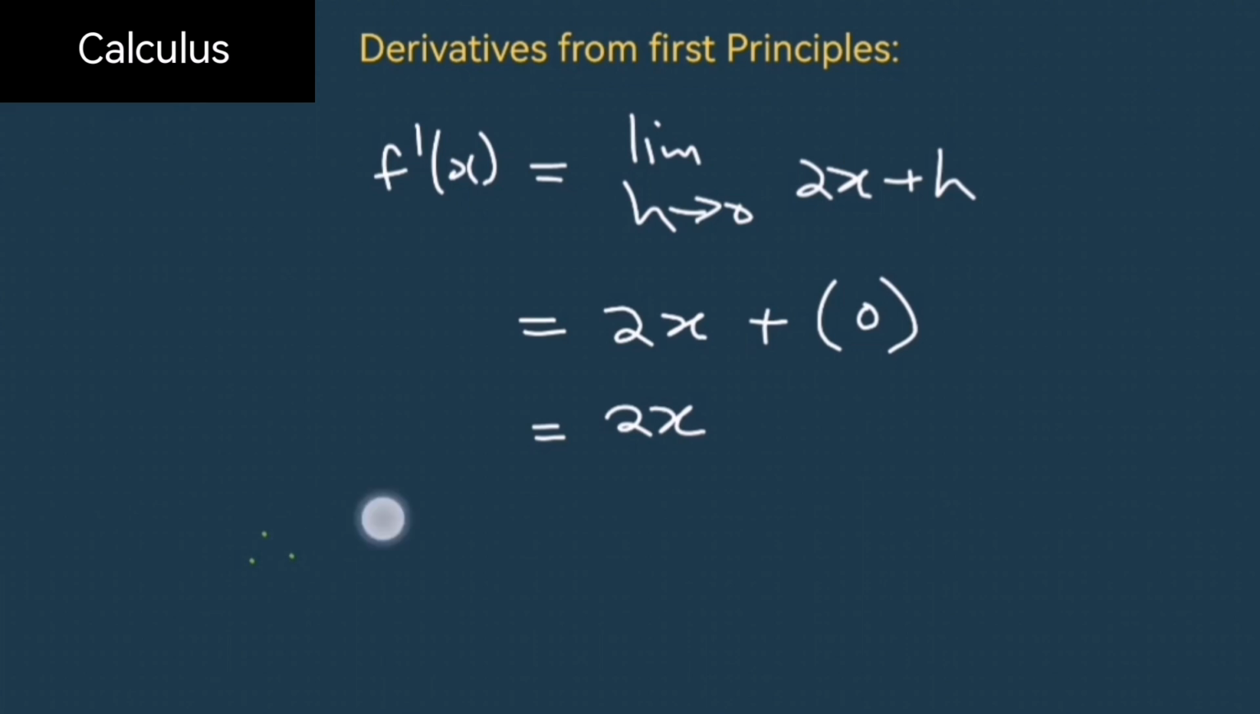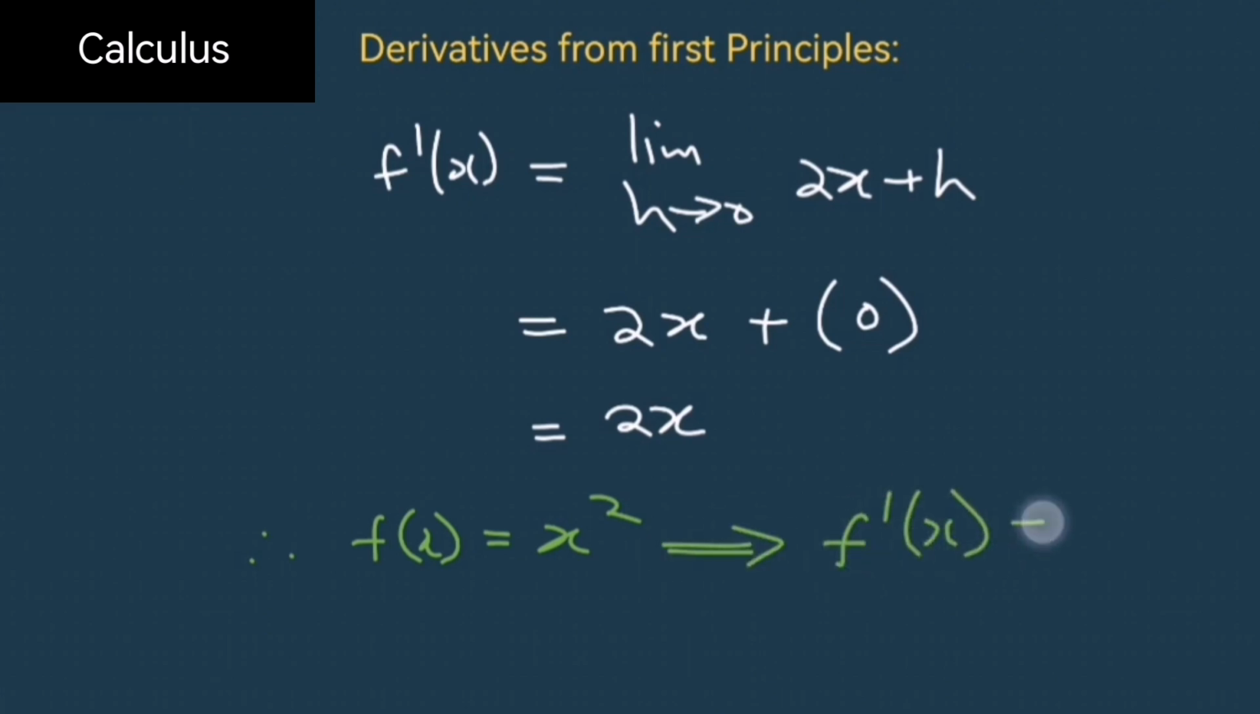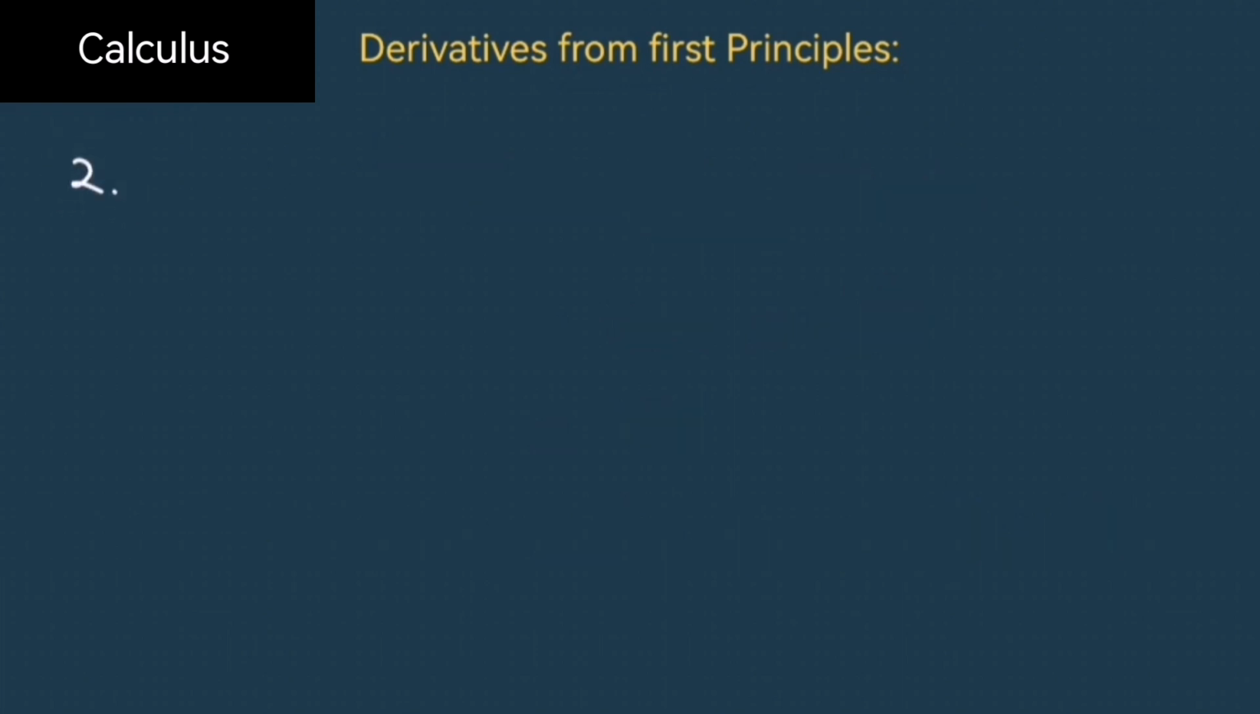So to summarize, when we had f of x equal to x squared, the derivative of this function was 2x, meaning the gradient of that function is 2x. Let's have a look at a second example.